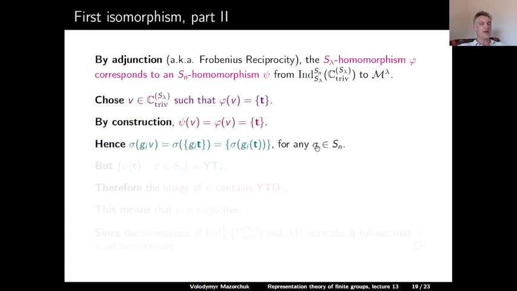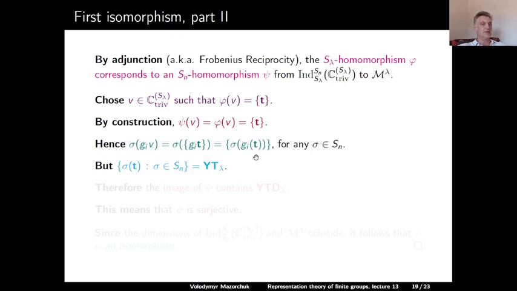Hence, for any element sigma in Sn, if we apply sigma to the element g_i of v, so this is a basis element of the induced module, this is equal to the application of sigma to the tabloid obtained by applying g_i to {t}, because v is sent to the tabloid of {t}. And this is simply a tabloid of sigma applied to g_i of {t}. But we can use any sigma in Sn, and so here inside the set brackets, we can get any Young tableau of shape lambda.